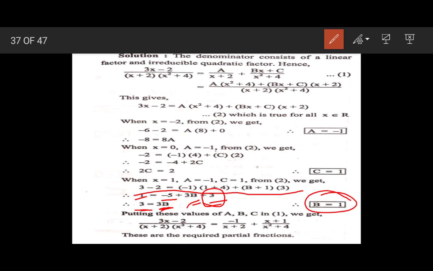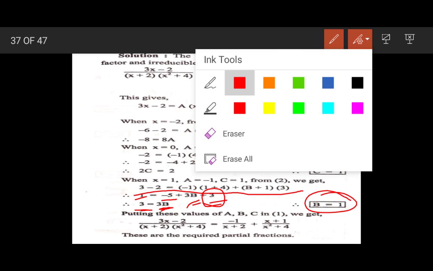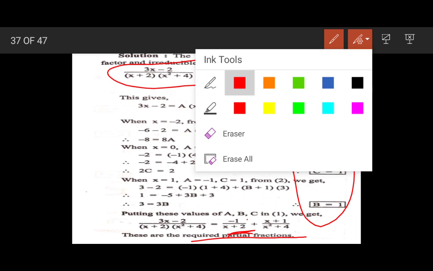Now we got the values of a, b and c. After getting the values of a, b, c, the final step is substituting a, b, c in these partial fractions. So the partial fraction will be a is minus 1 upon x plus 2, plus b is 1, so 1 into x is x, plus c is 1. So x plus 1 upon x square plus 4. Okay, so this is the required partial fractions.